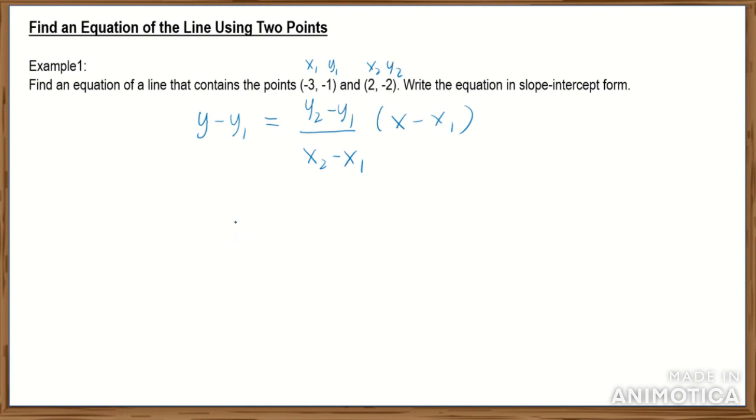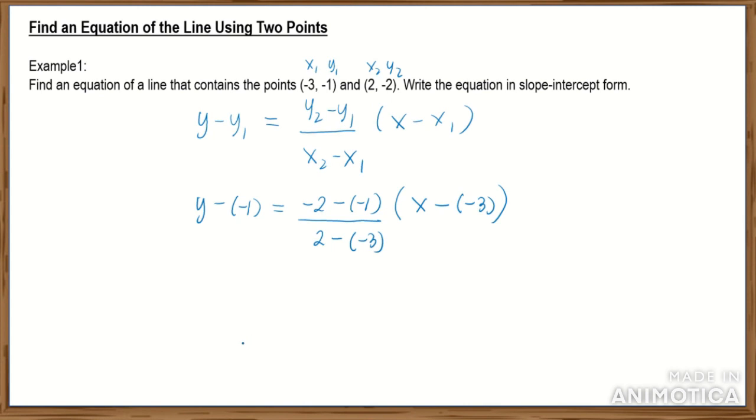So let us now substitute. So we have y. Our y sub 1 is negative 1. Okay? Do not forget to enclose it in a parenthesis. Next, we have y sub 2 is negative 2 minus our y sub 1 is negative 1 over x sub 2, that is positive 2, minus our x sub 1 is negative 3 times x minus our x sub 1 is negative 3.